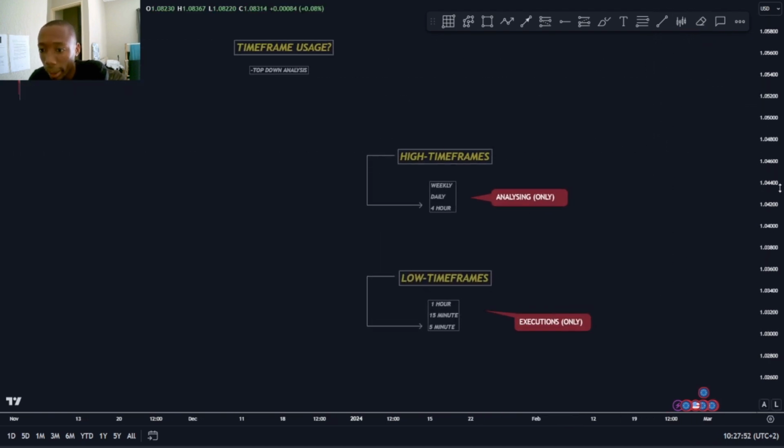These are the only 3 that I use on a daily basis. The only 6, I mean, on a daily basis, right? The higher time frames and the lower time frames. I use the higher time frames for analyzing only. I use the lower time frames for executions only.